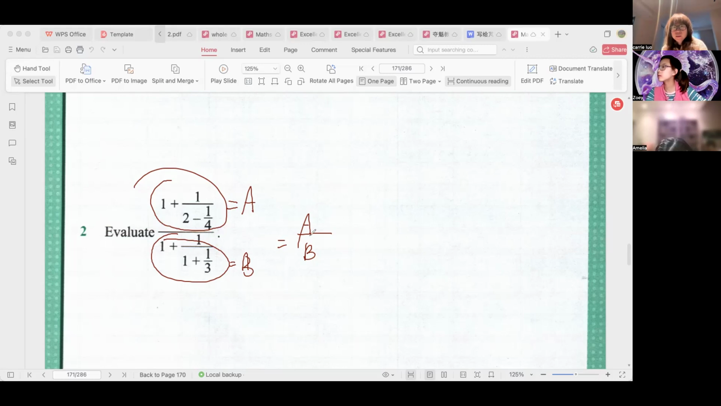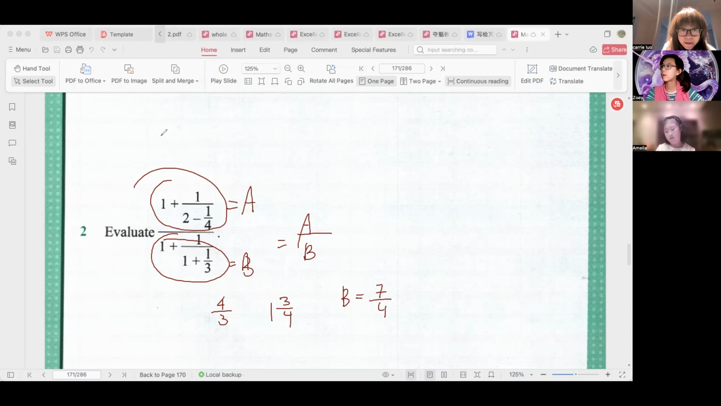Okay, so I have received Zoe's. Amelia is still working. This one should be fine, okay? So 1 over 3, 1 plus 1 over 3 equals 4 over 3, and you flip it, equal 3 over 4. And you plus 1 equals what? 1 and 3 over 4. So B equals what? 7 over 4.